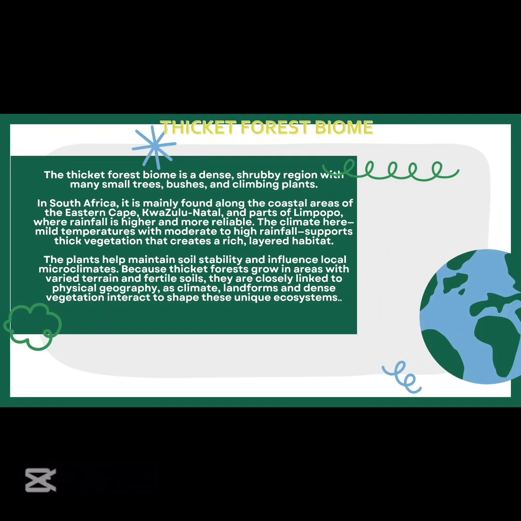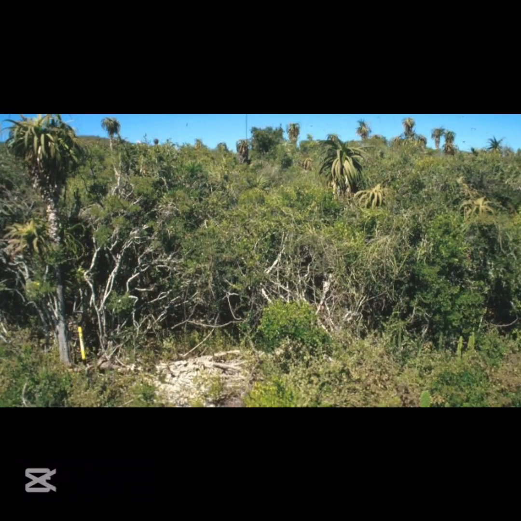The plants help maintain soil stability and influence local microclimates because thicket forests grow in areas with varied terrain and fertile soils, which means that they are closely linked to the physical geography, where climate, landforms, and dense vegetation interact to shape these unique ecosystems. This is an image of the thicket biome.